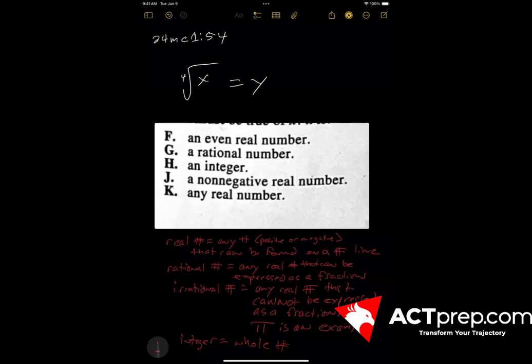And you need to know the definition of integer, which is whole number. If you don't know any of those definitions, go ahead and add them to your cheat sheet one at a time, master them, and go back before continuing in the video. So now we can just go through and eliminate these answers.